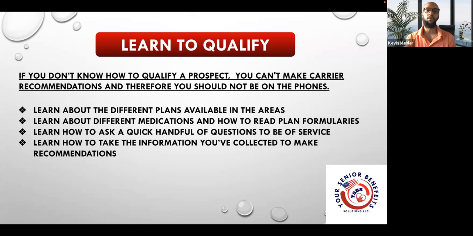Now you want to make sure, and we're going to learn about the different plans that are available in the areas. So we're going to learn together, but you also have to do your homework and do your research. You want to make sure that you learn about the difference in medications, how to read plan formularies, how to ask a quick handful of questions to be of service. And we'll utilize the answers that they're giving you to those questions at a later point, to point the client in the direction that we want them to go. And then also learn how to take the information you've collected to make recommendations.